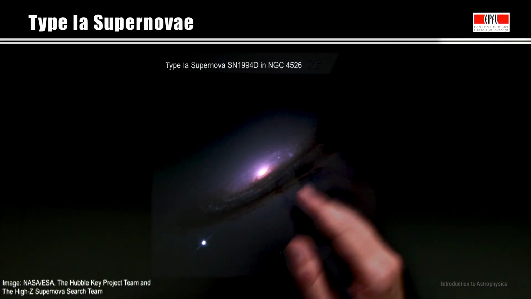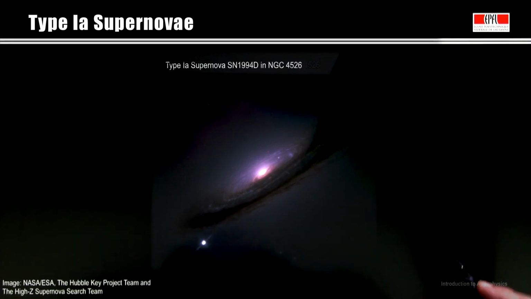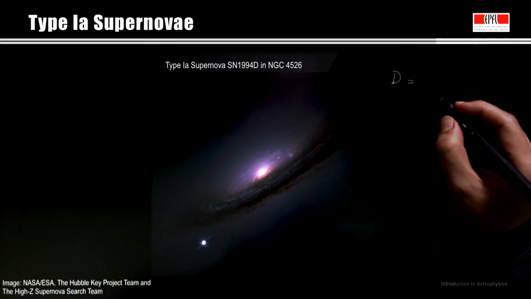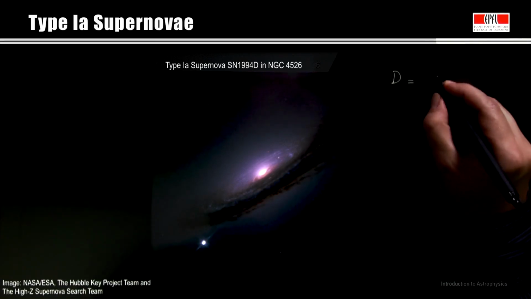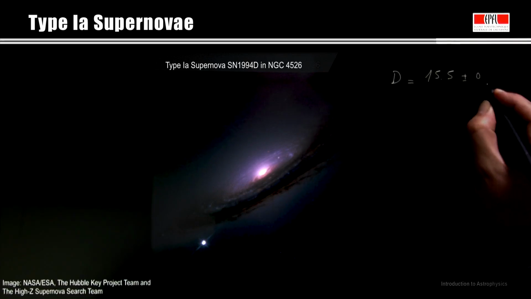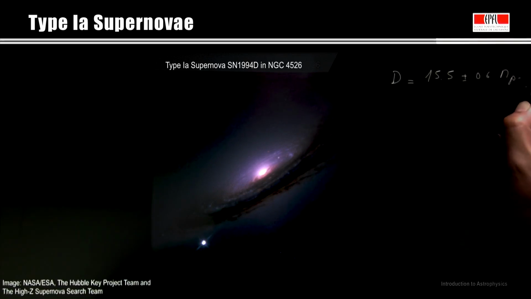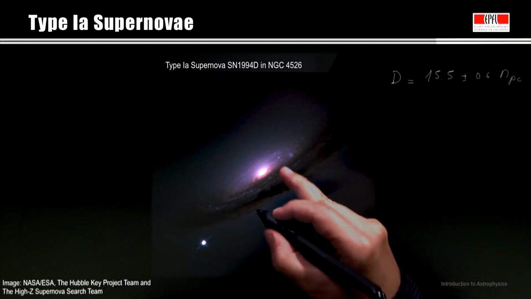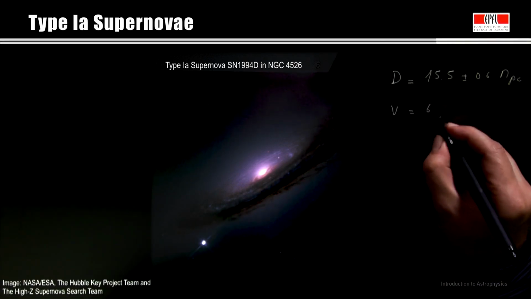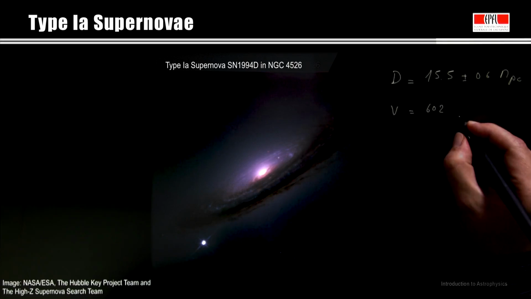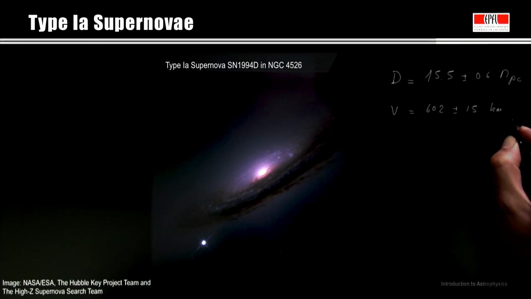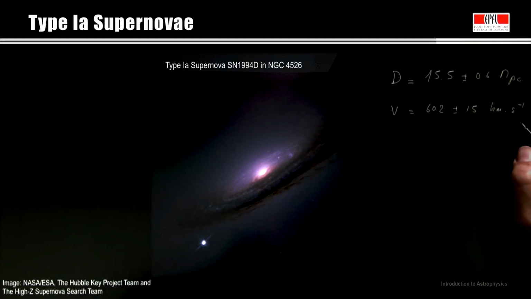Here we have a spiral galaxy at a relatively short distance. We have here the distance measured through supernovae of 15.5 plus or minus 6 megaparsec. That is already a lot further away than the Andromeda galaxy. We would not be able to see the Cepheids in a galaxy like this. The recession velocity here is much larger, 602, so exactly twice that of Andromeda. So 602 kilometers per second.